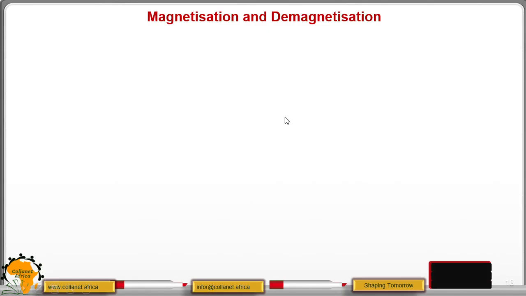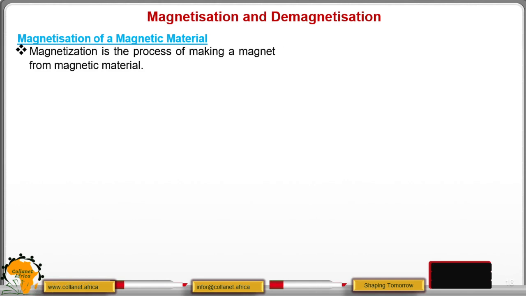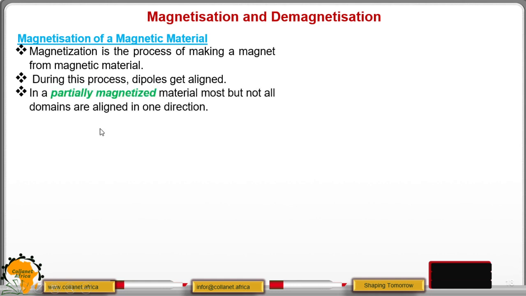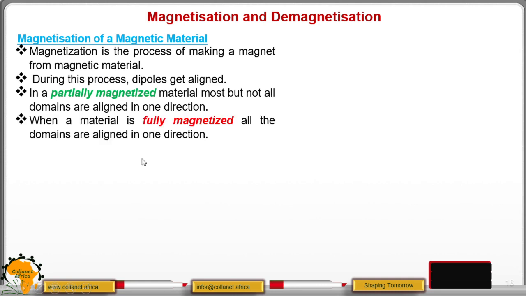Then from there, we move to magnetization and demagnetization. We start with magnetization. Magnetization is the process of making a magnet from a magnetic material. Remember, a magnetic material has domains and dipoles that are facing in different directions, so we can only make a magnet from a magnetic material. During this process of making a magnet, dipoles get aligned. And in a partially magnetized material, most but not all domains are aligned in one direction.